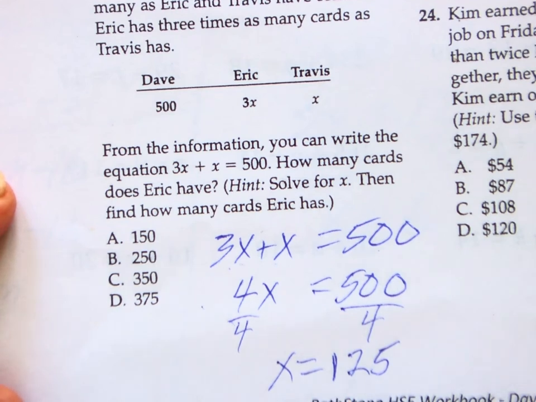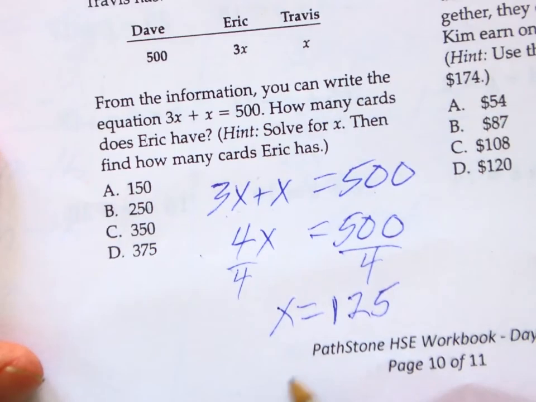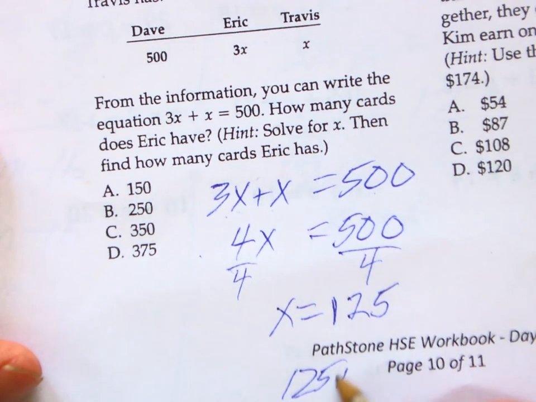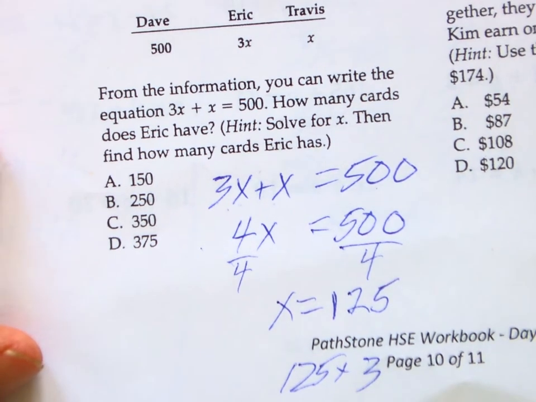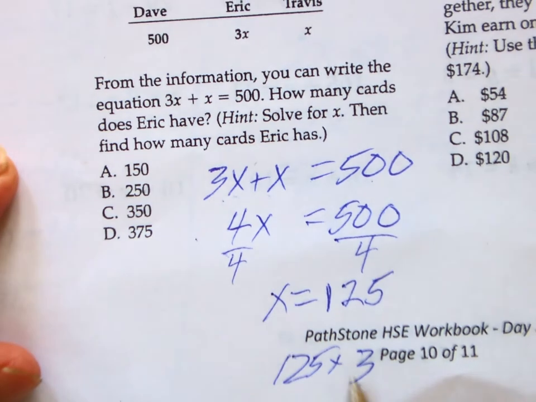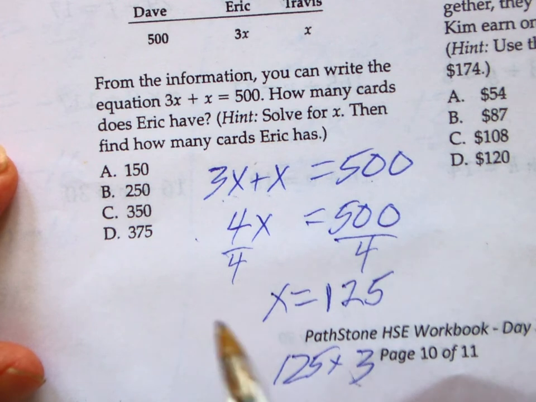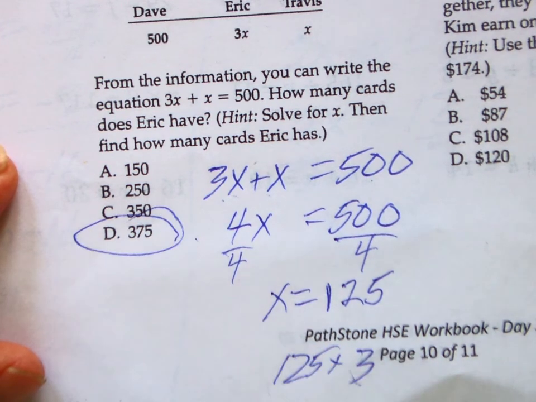You want 3 times 125. I'll write it out here, but if you're listening, you know what I want. 3 times 125. 3 times 100 is 300. 3 times 25 is 75. So 375. Ta-da! Did you get that?